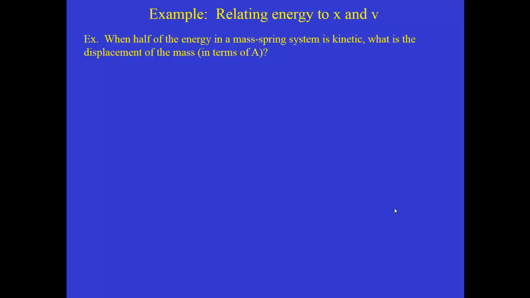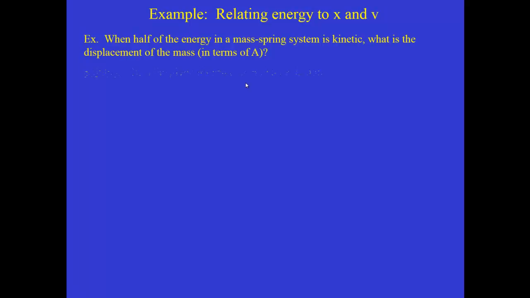We can do a simple example that is quite a nice one that allows us to relate energy to the position and to the velocity. Here, let's say that we're told that when we have an oscillating mass-spring system, half its energy is kinetic, which of course means the other half is potential. And we would like to know, at that point, what's the displacement of the mass? It might be tempting to think that the displacement of the mass would be half of its amplitude, but it turns out that that's not correct.